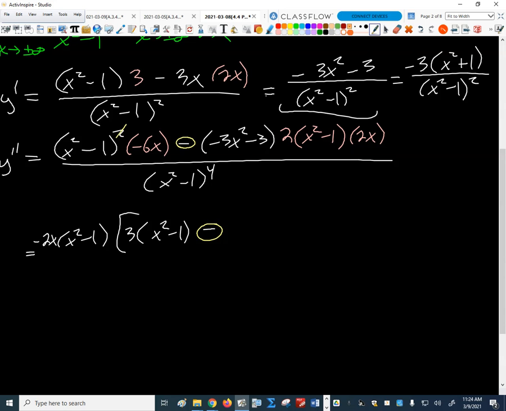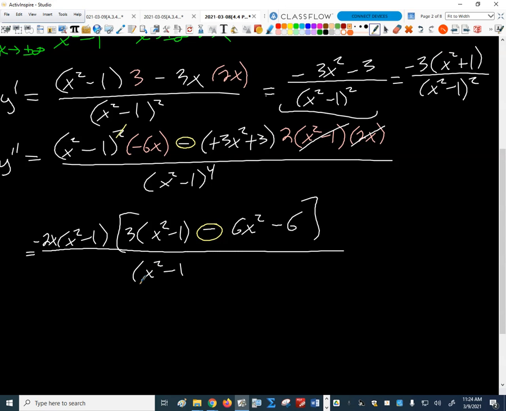So I factored this out of the second term. Now what's that giving me? So if I factor out a negative 2x, so that's gone, and I'll go ahead and just do this because I took that negative out, right? So now what am I left with? 2 times 3x squared, so I've got a 6x squared that I'm subtracting, and I'm going to distribute that negative, and I'm subtracting a 6. All over x squared minus 1 to the 4th, but I can cancel a factor vertically, like so.